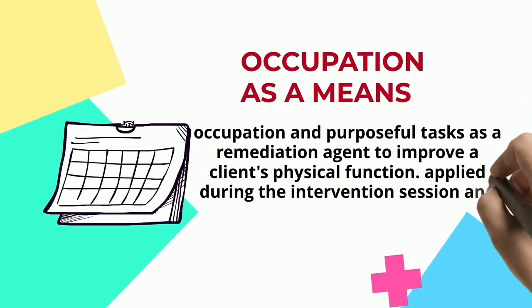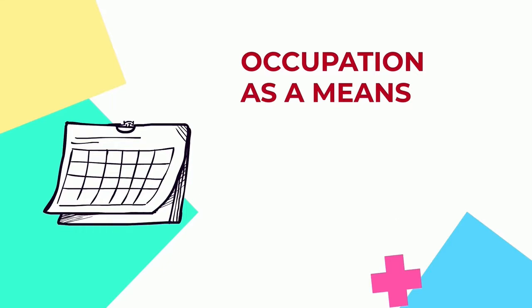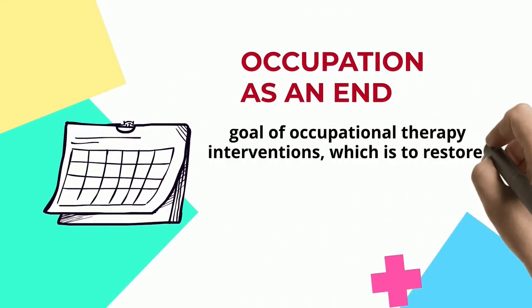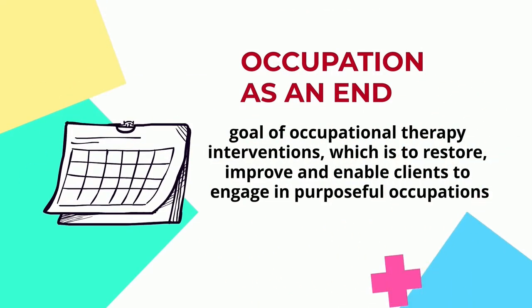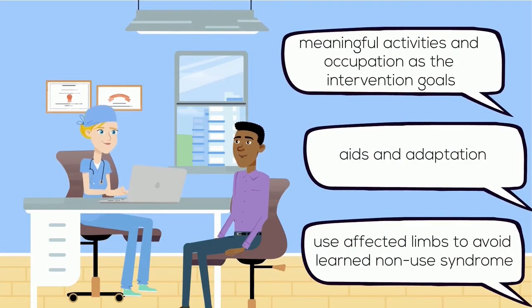OBI uses the concept of occupations as a means and an end. OBI uses meaningful activities and occupation as the intervention and goal. It also provides aids and adaptation. The clients are encouraged to use their affected limb to avoid learned non-use syndrome.